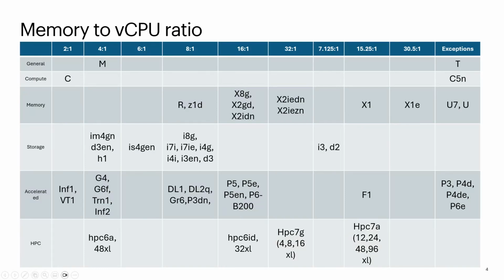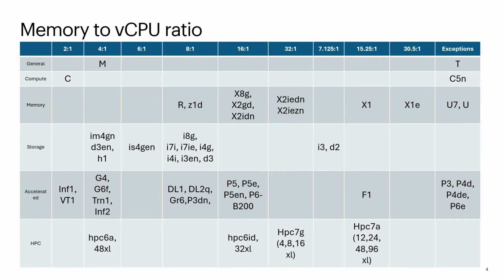Now that we know the codes, let's look at how these families align with the most important architectural design choice, the memory to vCPU ratio. This table is organized by the ratio from 2 to 1, 2 GB of RAM per virtual CPU, all the way up to 32 to 1 and higher. This ratio is what determines if your application is CPU bound or memory bound.